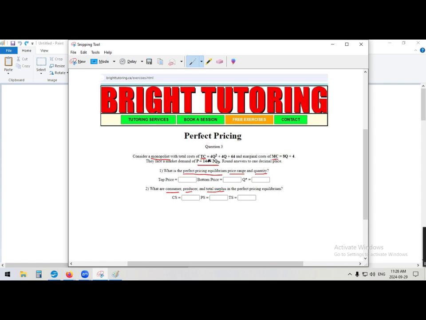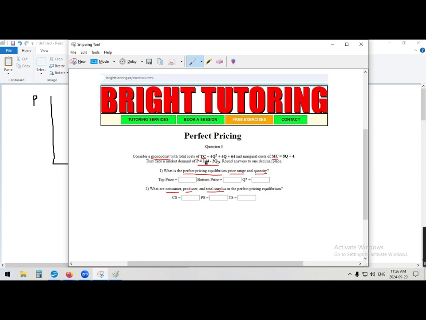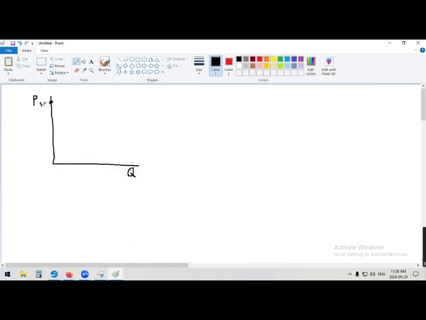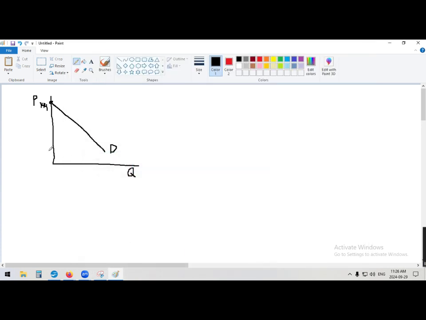So let's start by graphing out the question here, and we can figure out this market equilibrium. So here we have quantity and price. Then if we look at the market demand curve, we can see it starts at 144 and decreases from there. And then the marginal cost curve starts at 4 and then increases from there.